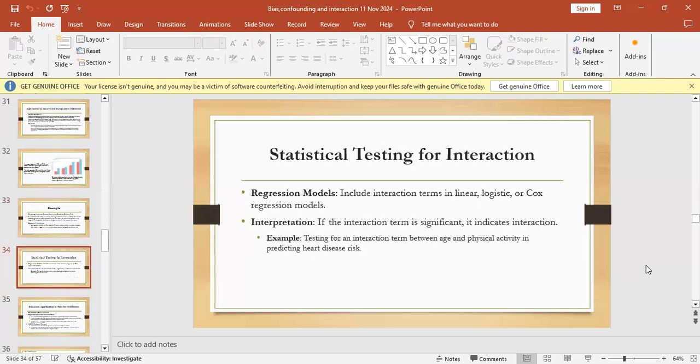Now, the statistical test for interaction. Regression model: include interaction terms in linear, logistic or Cox regression models. Interpretation: if the interaction term is significant, it indicates interaction. For example, testing for an interaction term between age and physical activity in predicting heart disease rate.